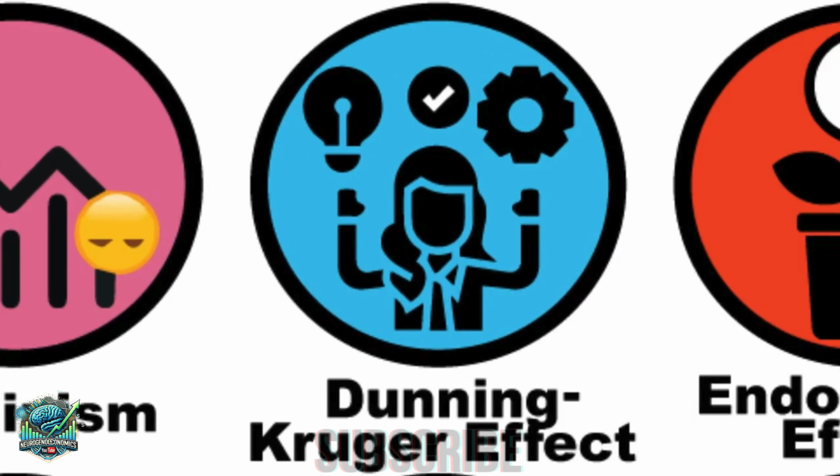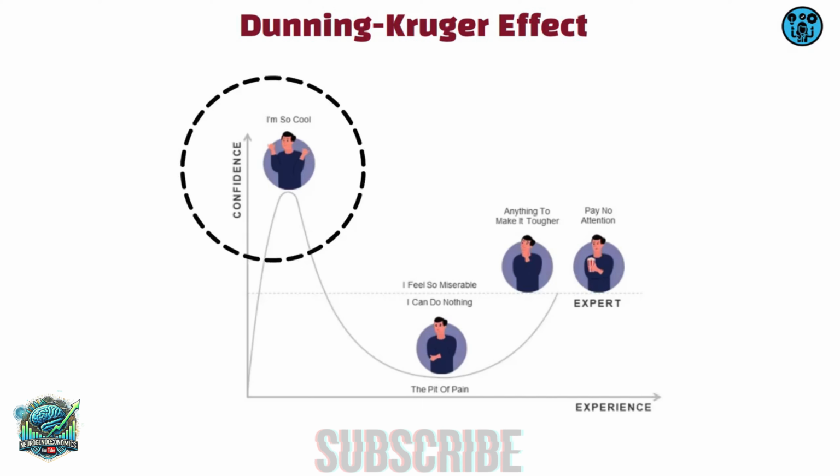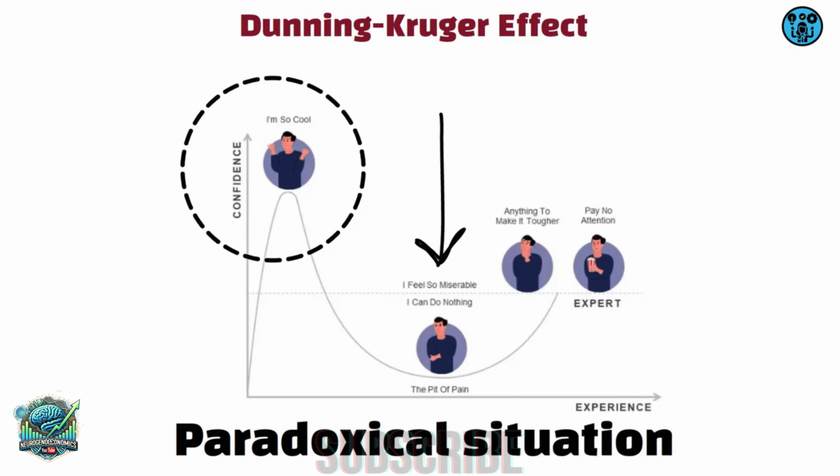Dunning-Kruger effect. The Dunning-Kruger effect is a cognitive bias in which individuals with low ability or knowledge tend to overestimate their own competence, while those with higher ability or knowledge tend to underestimate their own competence. This bias can lead to a paradoxical situation where the least skilled individuals are the most confident in their abilities.